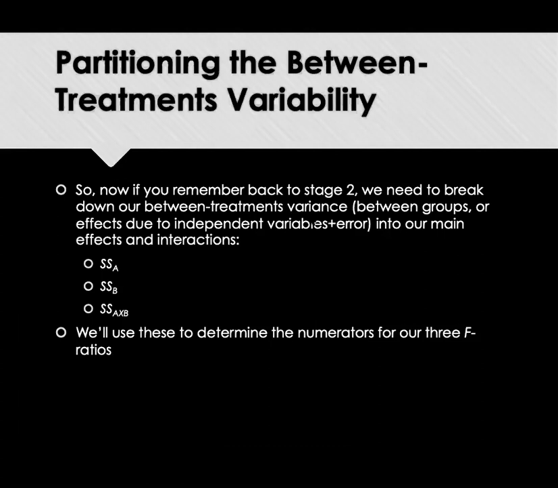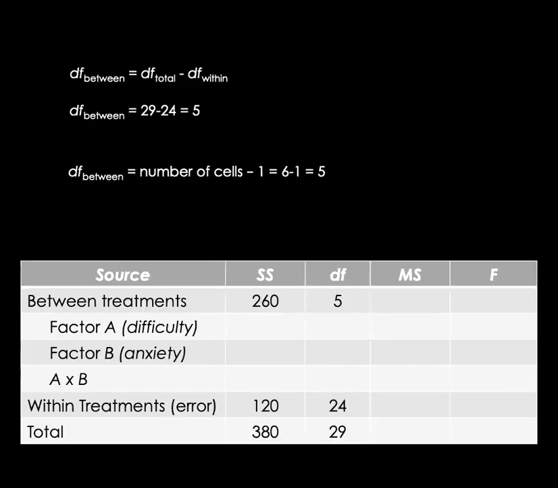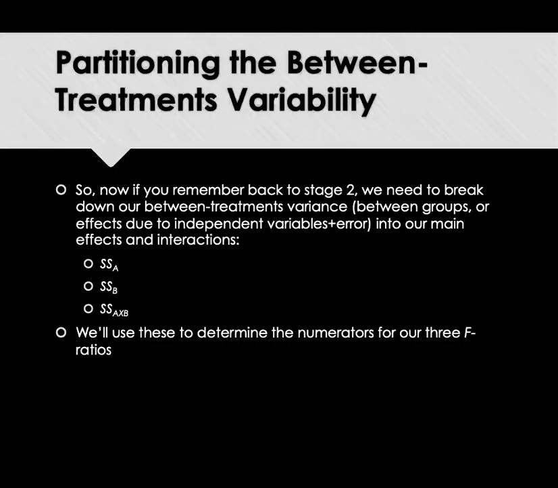Okay, so now you remember we had two stages, right? Stage one was doing all of this, breaking down the total variance into the between treatments variance and the within treatment variance. And then stage two is going to be partitioning that between treatment variability into the main effects and interactions.